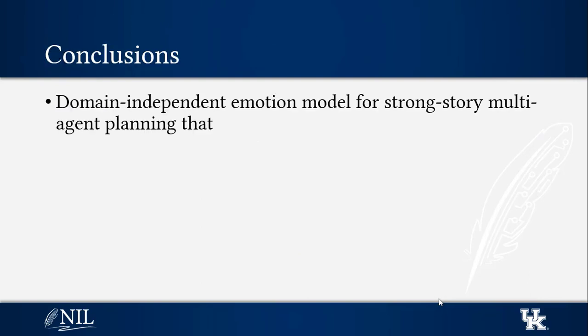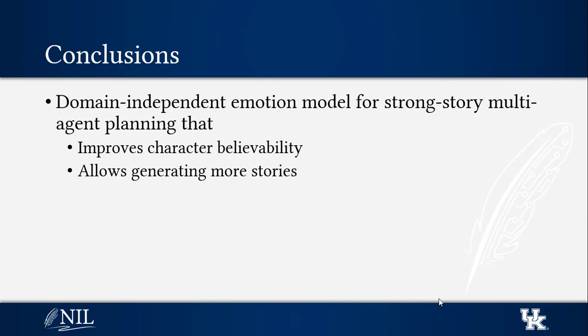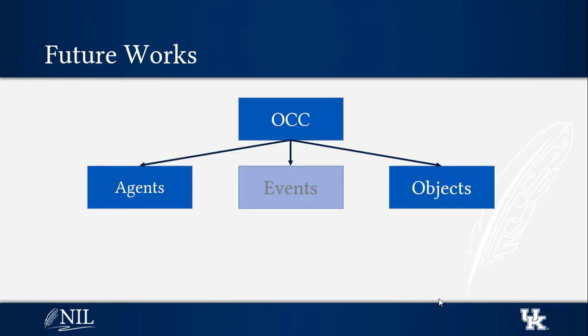In conclusion, we proposed a domain-independent emotion model for a strong story multi-agent planning that improves character believability, allows generating more stories, and can cause empathy in the player. In the future, we hope to include the rest of the 22 OCC emotions in the model.